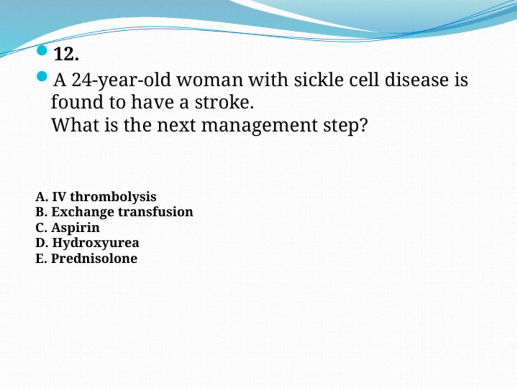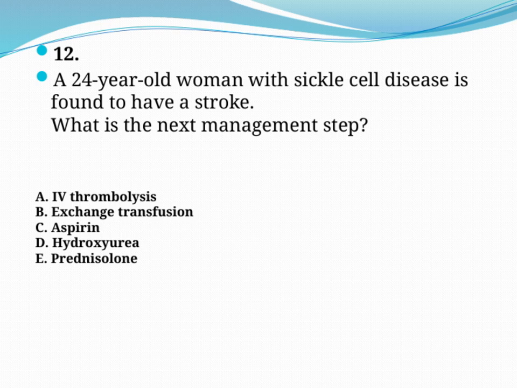So, what's the next step in management? First, it's important to recognize that in sickle cell disease, stroke risk is quite high, and prompt intervention is crucial. Looking at the options, IV thrombolysis might be considered in certain stroke cases, but in sickle cell disease, the primary approach often involves exchange transfusion, which helps reduce the percentage of sickled cells and restores normal blood flow.